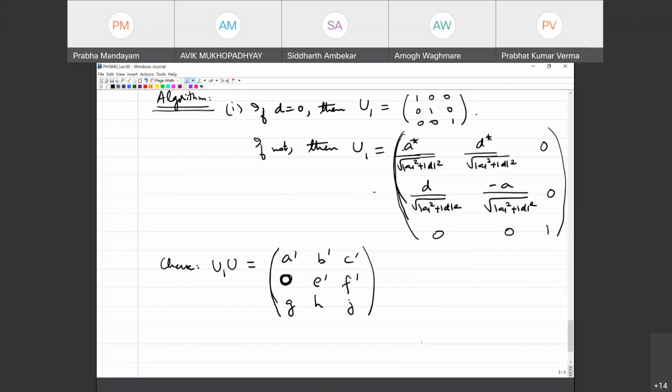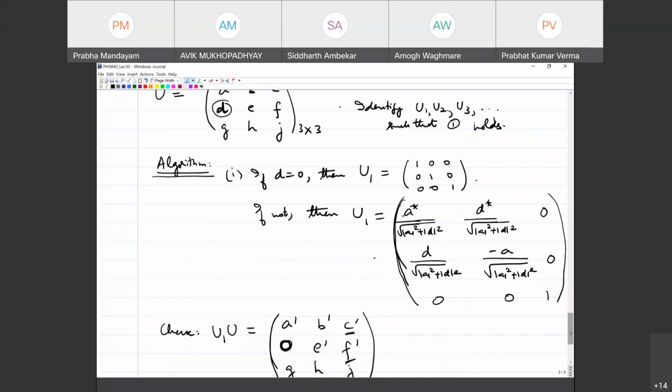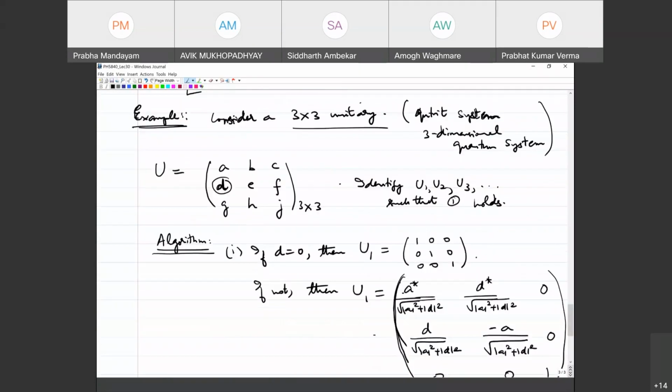Anyway, so please check this out and also check if the C dash and F dash will be different from the C and the F. But the point is when you multiply this with this, because you have made this as A star and D, right? So what will happen? You will have A star D by square root mod A squared plus mod D squared, and you'll have a minus A star D over square root mod A squared plus mod D squared, right? So that is how this entry will vanish.